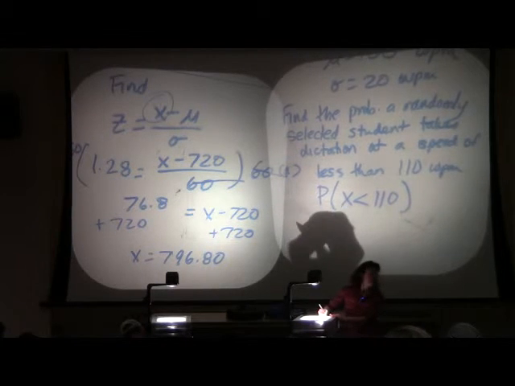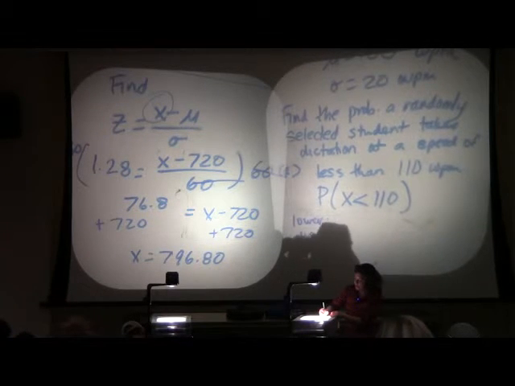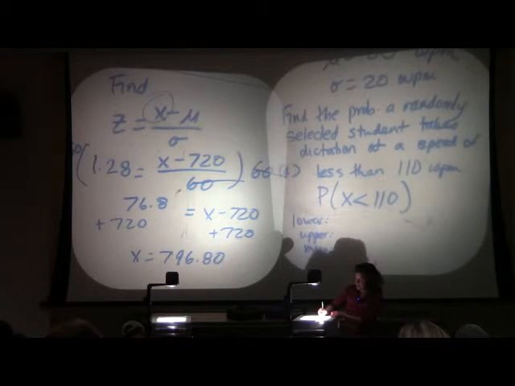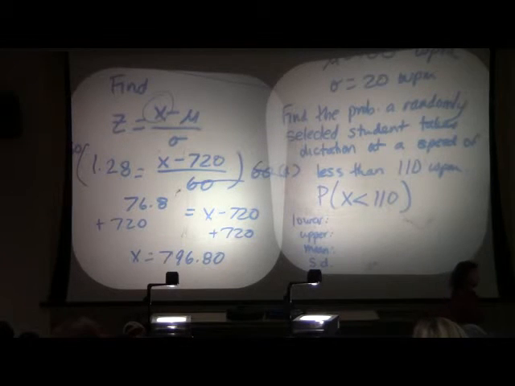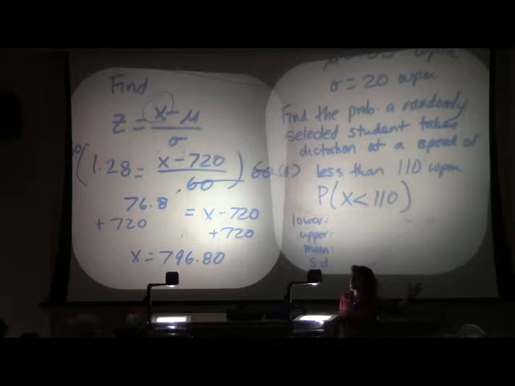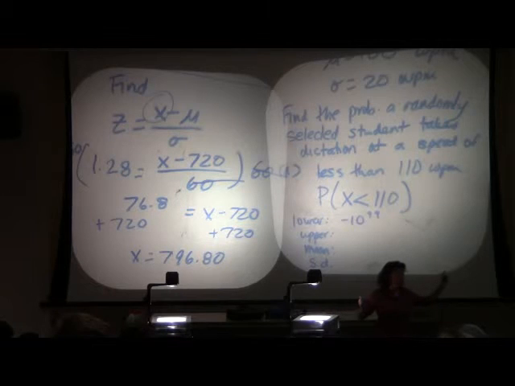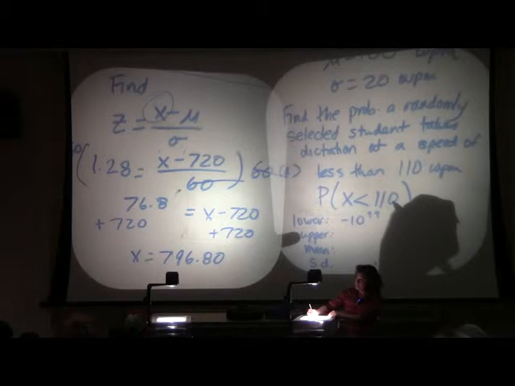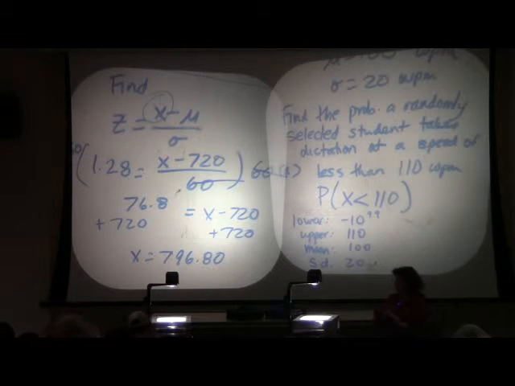All right, now, those of you guys with the nice calculators, you just need to figure out what's your lower, upper, mean, and standard deviation. Now, if you're interested in the probability that x is less than 110, we don't have a negative infinity button on our calculator. So what is the standard operating procedure here to put? Negative 10 to the 99. That's why we went through all of that stuff on Wednesday. Now, what's your upper bound? 110, and your mean is 100, and your standard deviation is 20.